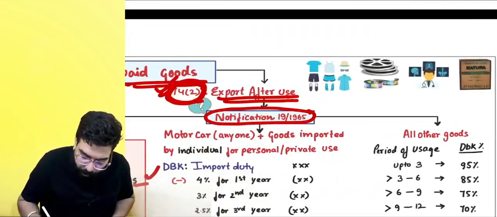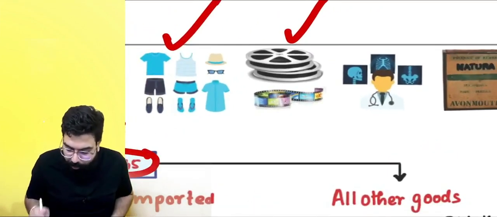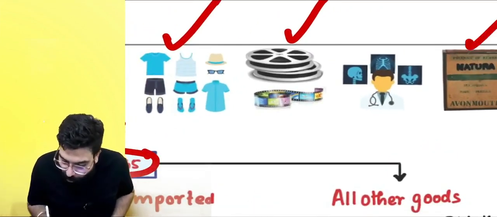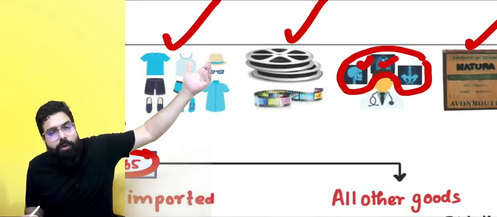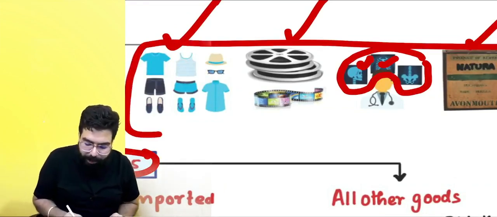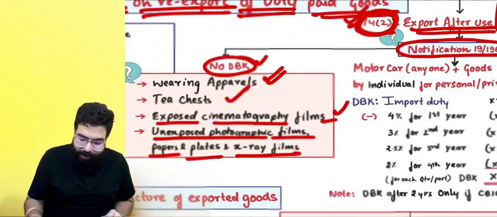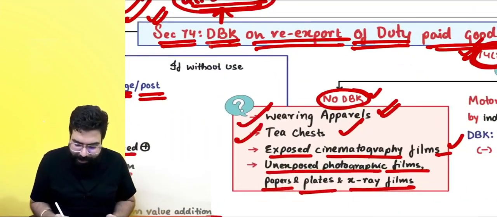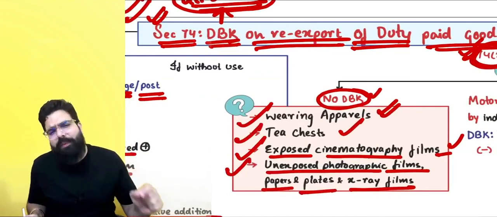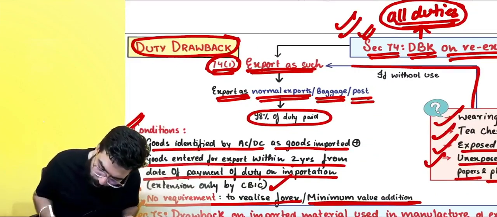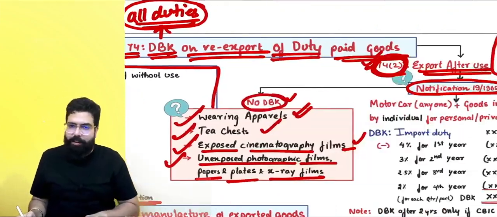For example, you imported, sir, wearing apparels, or you imported movies, or, sir, tea chest, etc., or these X-ray films you imported, and you want to re-export after use. For these items, no duty drawback is given at all. But remember always, if you imported wearing apparel, tea chest, cinematographic film, unexposed photographic film, X-ray films, etc., without use, and you export as such, then 98% duty drawback is there. Be very careful in the exam.